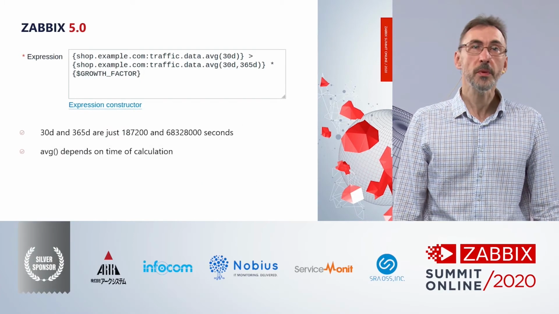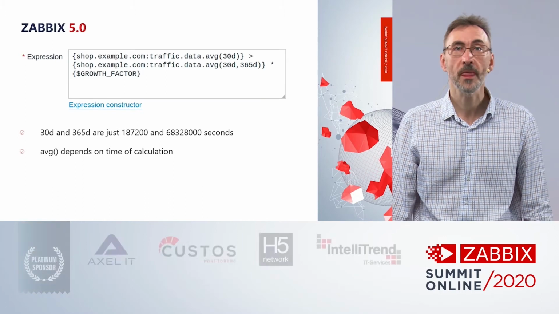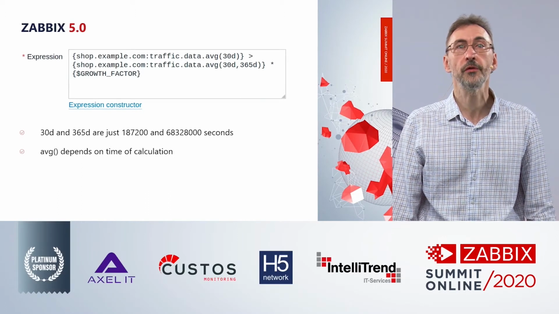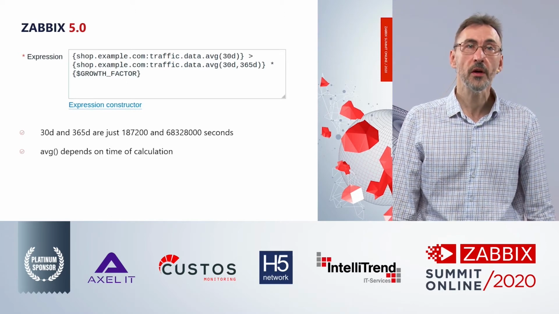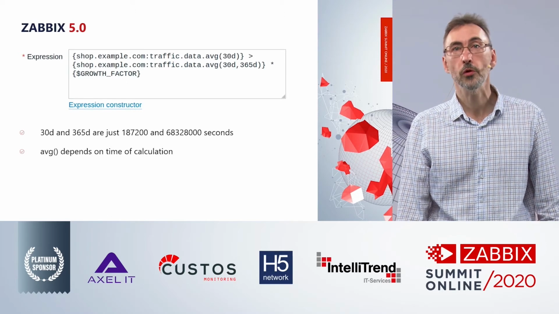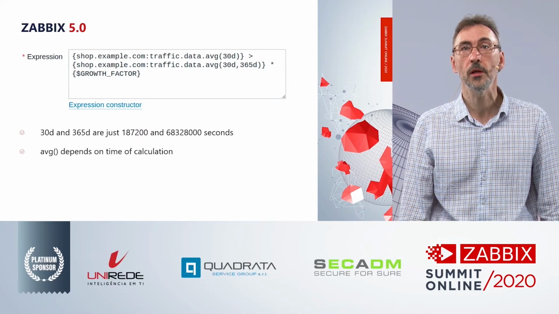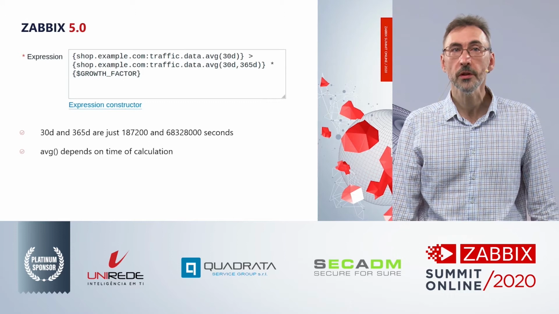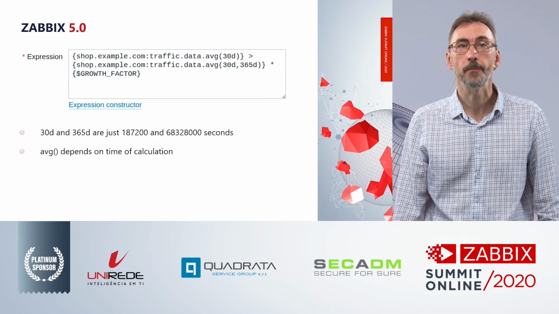Second, we specify time as 30D and 365D. As you know, in Zabbix, this is just a fancy way to specify such a big number of seconds. Zabbix 5.0 doesn't have a time suffix for a month and a year just because this cannot be simply translated to a number of seconds. Even though 30D is very close to 28D and 31D, it's still not the same.